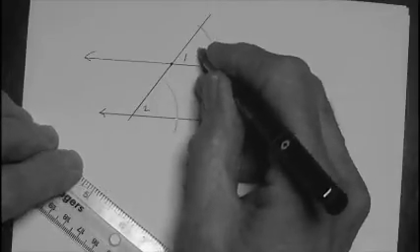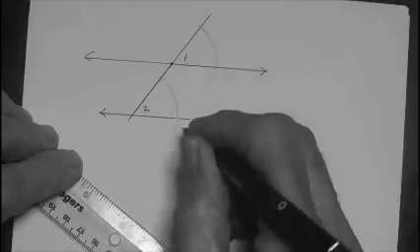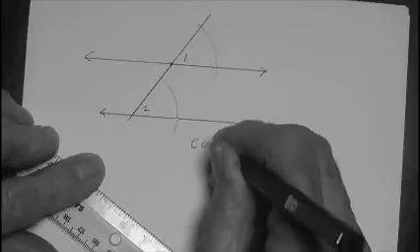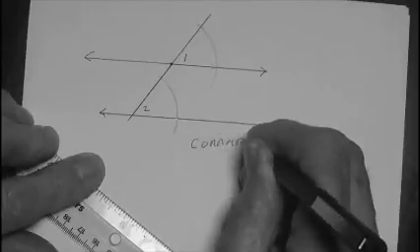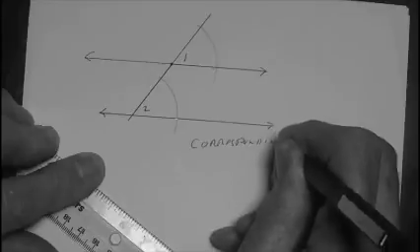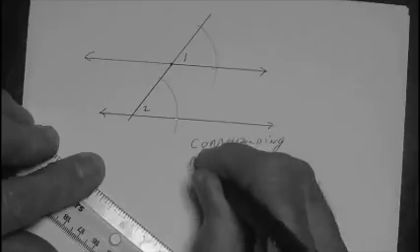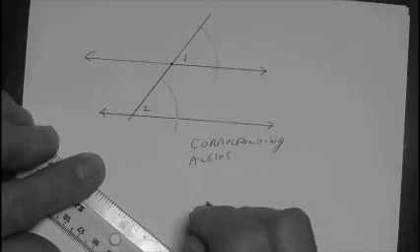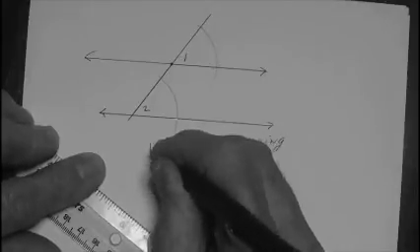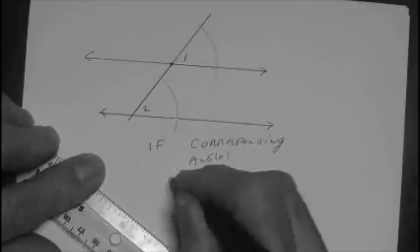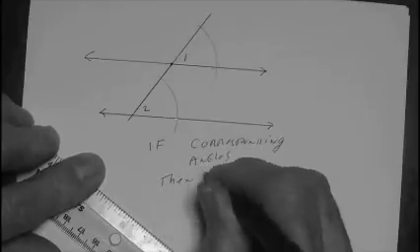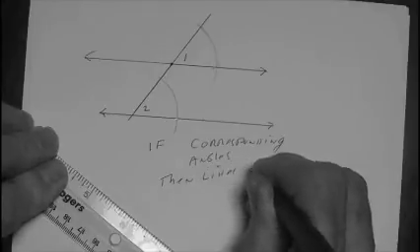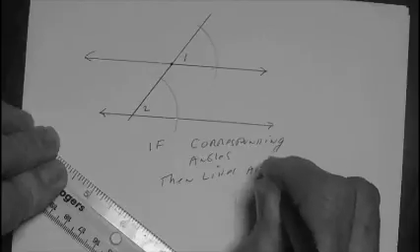And these angles are both in the upper right-hand corner of their intersection, so they're called corresponding angles. So the corresponding angles are congruent, and if the corresponding angles are congruent, then we propose that the lines are parallel.